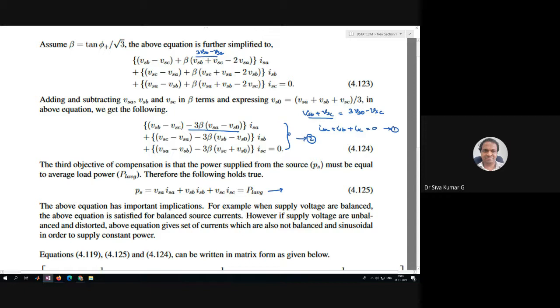For example, when supply voltages are balanced, the above equation is satisfied and gives balanced source current. However, if supply voltages are unbalanced and distorted, the above equation gives a set of currents which are also not balanced and sinusoidal in order to supply a constant power.